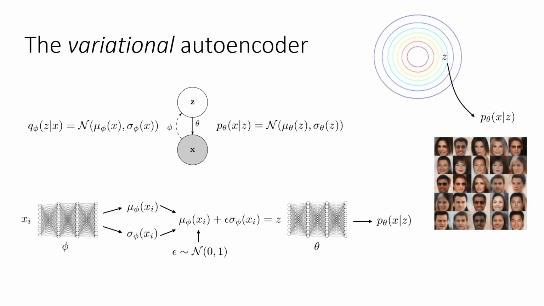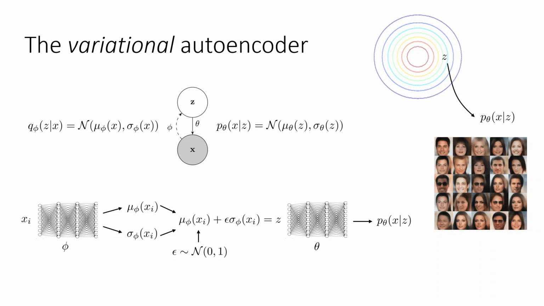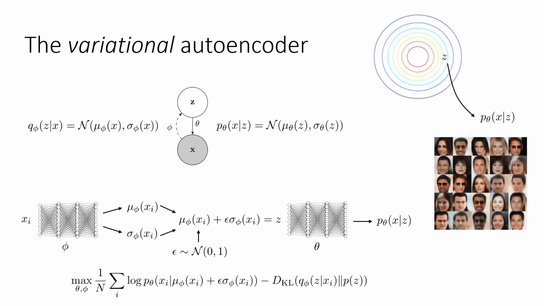Then we would sample some noise from a zero mean unit variance distribution, and then we would form the resulting z by taking the mean and adding the noise epsilon times the standard deviation sigma, and that gives us the z. And then we can pass z through the decoder, p theta of x given z, and that would produce the image. The training procedure trains this whole thing with the reparameterization trick. So it's trained to maximize the variational lower bound with respect to both the parameters of the decoder theta and the parameters of the encoder phi.